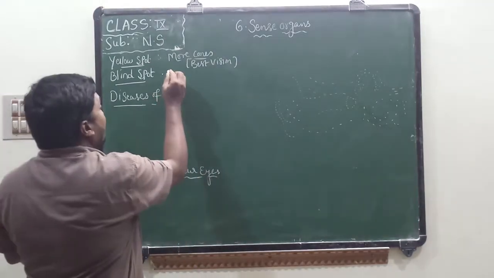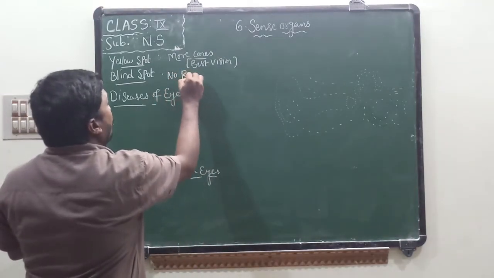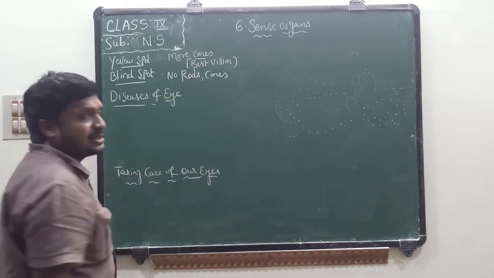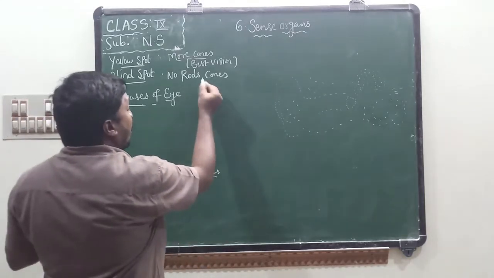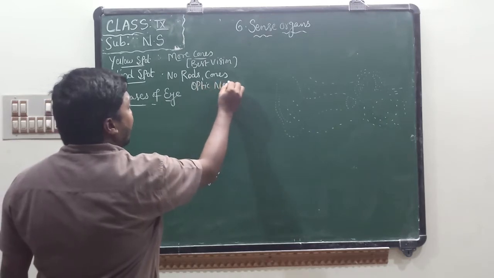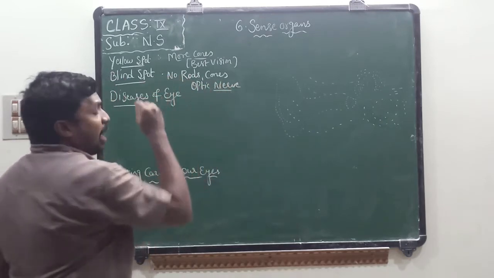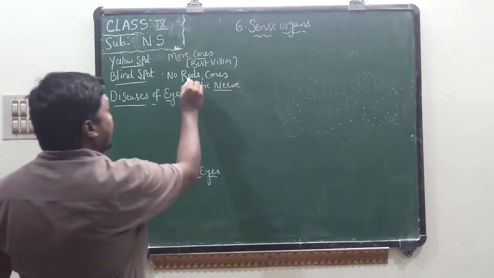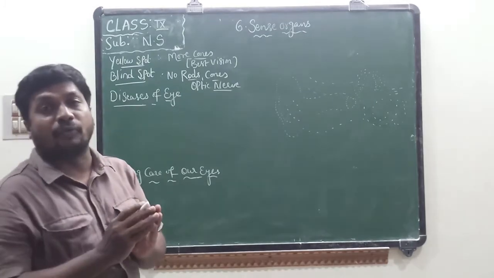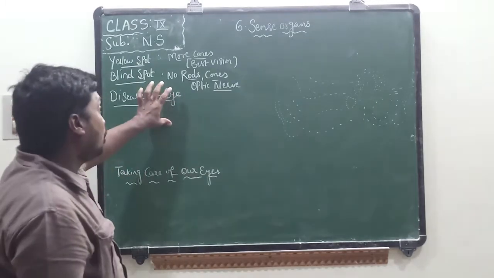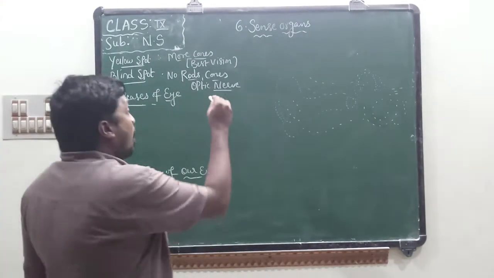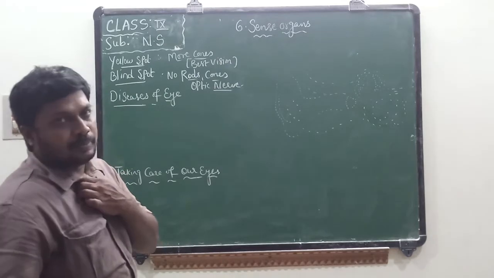Now the blind spot. The place where there are no rods and cones is known as the blind spot. Where the optic nerve, already explained in the previous class, arises from the eye, there we cannot find any rods or cones. That place is called the blind spot. There we cannot find any vision. So the place where we cannot find rods and cones, where the optic nerve arises, is known as the blind spot.